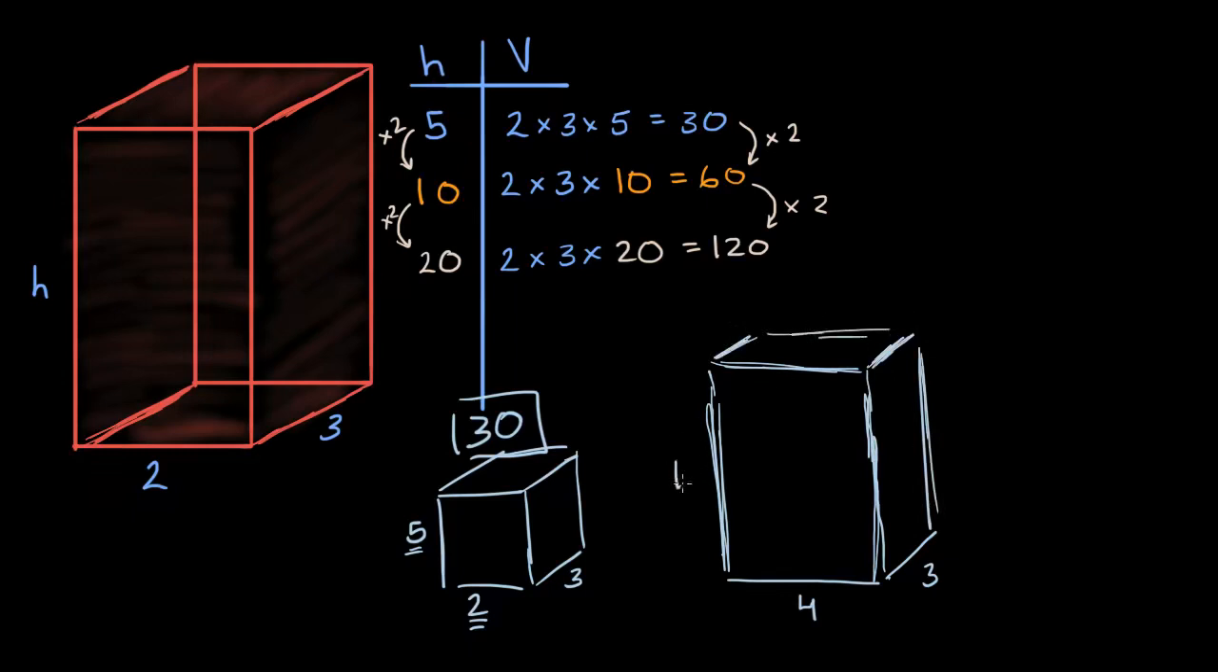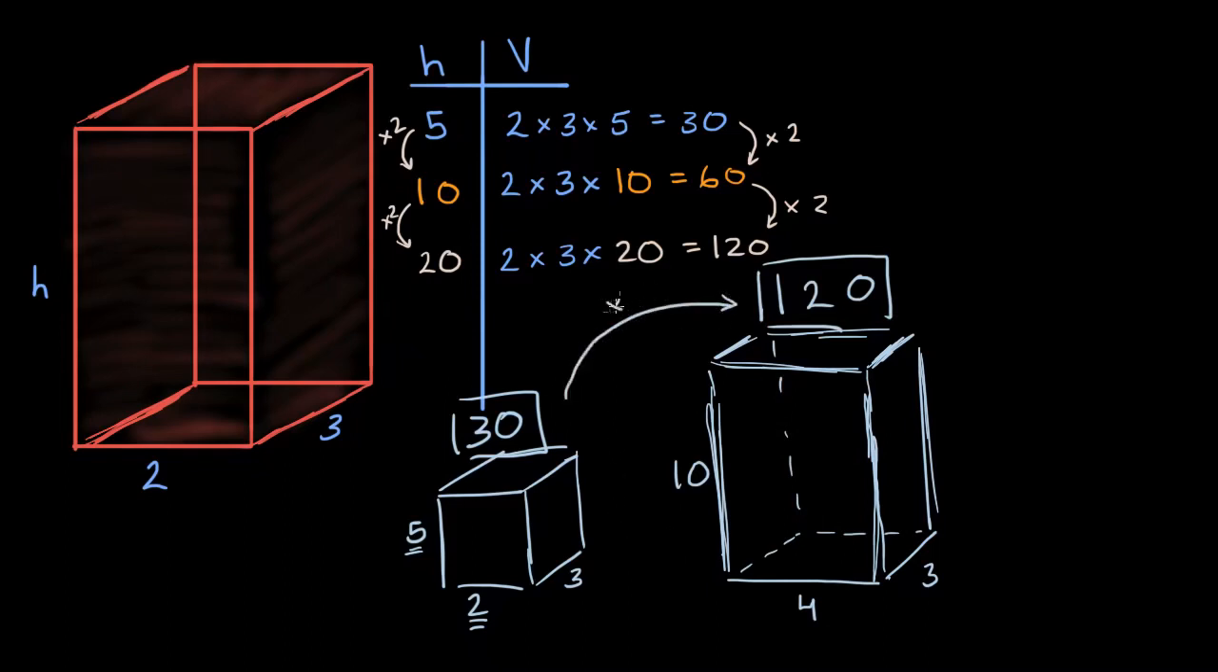What is the volume going to be now? Pause this video and see if you can figure it out. Well, 4 times 3 is 12, times 10 is 120. So notice, when we doubled two of the dimensions, we actually quadrupled our total volume. Pause this video and think about why that happened. Well, if you double one dimension, you double the volume. But here, we're doubling one dimension and then another dimension. So you're multiplying by 2 twice.